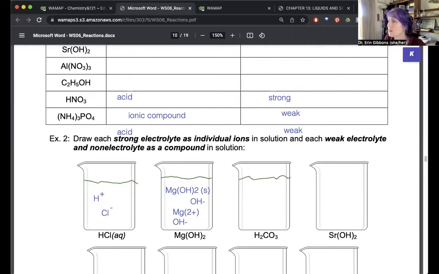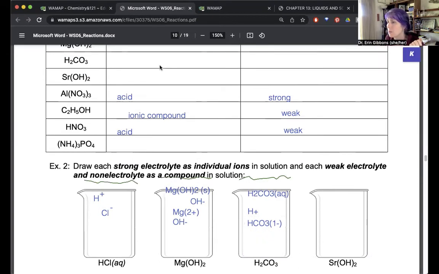Here's our water level. It's weak, which means that most of it stays together as a neutral compound, H2CO3, dissolved as a neutral compound. But it also can form H+ and HCO3-. So I'm just going to pull off that one hydrogen. We could show 2, but it's weak, so it's not going to form a lot of ions, just a little bit of ions. The predominant species in solution is the neutral compound. So it is a weak electrolyte.